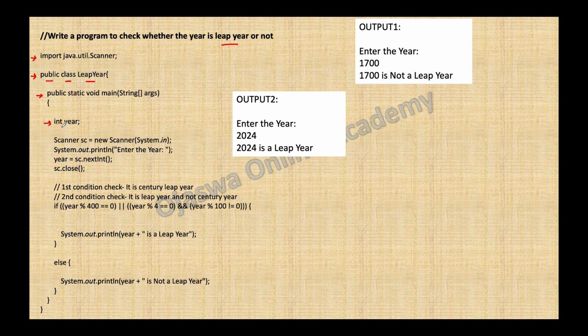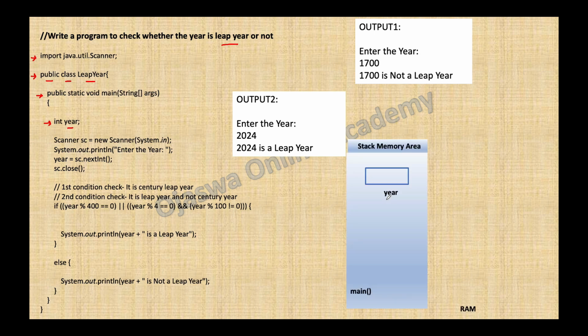Execution starts from here. Here we have defined integer variable year. As soon as interpreter reads the statement, memory allocation happens. So memory for variable year is reserved inside the stack memory area belonging to the main method.